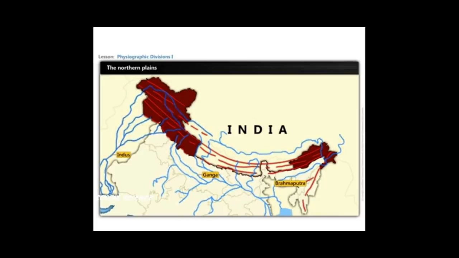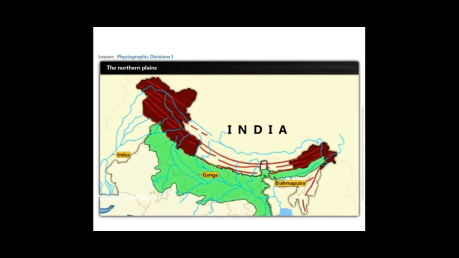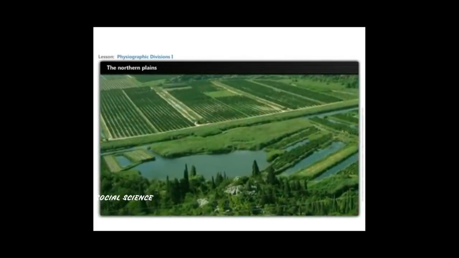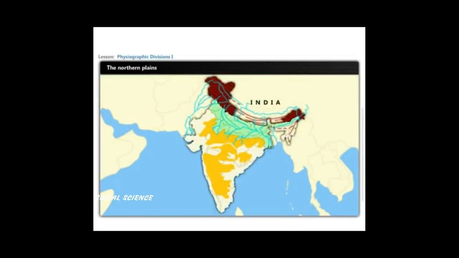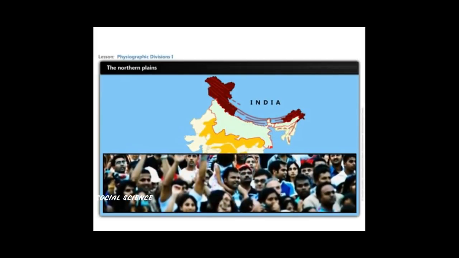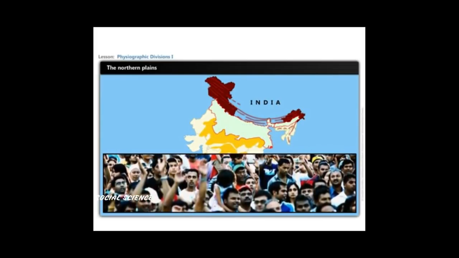The interplay of these three major river systems resulted in the formation of northern plains. The deposition of alluvium in a vast basin lying at the foothills of the Himalaya over millions of years formed this fertile plain. The plain spreads over an area of 7 lakh square kilometers, which is about 2,400 kilometers long and 240 to 320 kilometers broad. This is the most densely populated physiographic division in our country.